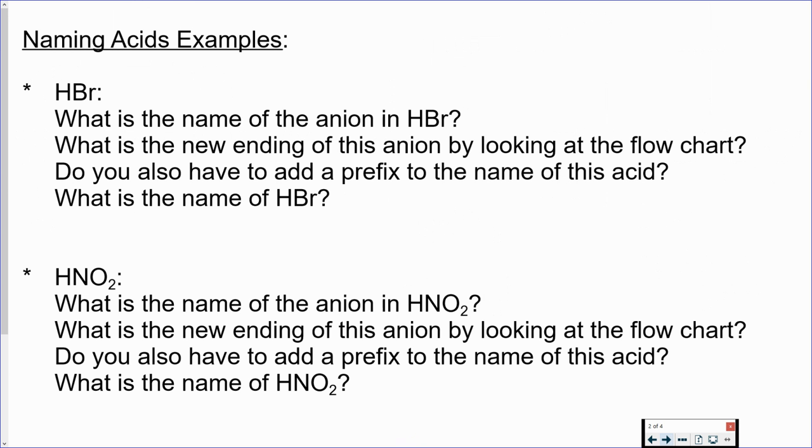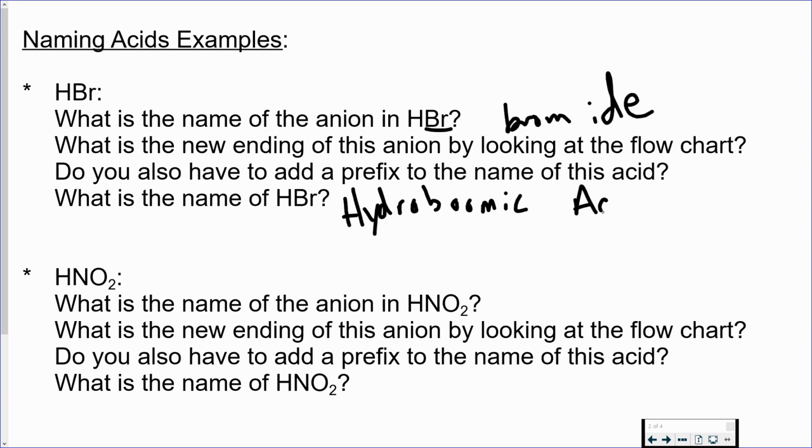Now, we're going to go through some of these examples. So HBr, the anion is Br, so that would be an ide ending. Because it's an ide, it's bromide, so you're going to change the ide into ic and add hydro. So you become hydrobromic acid. It's one of the more bros of the acids.